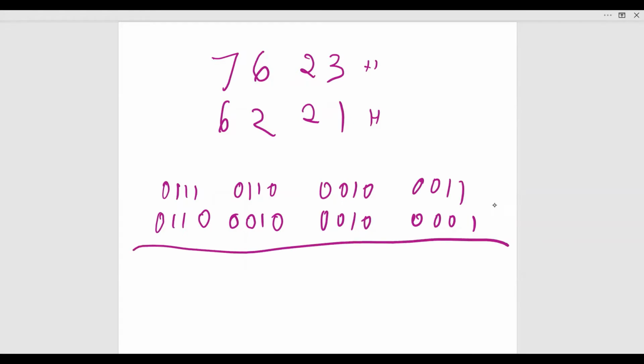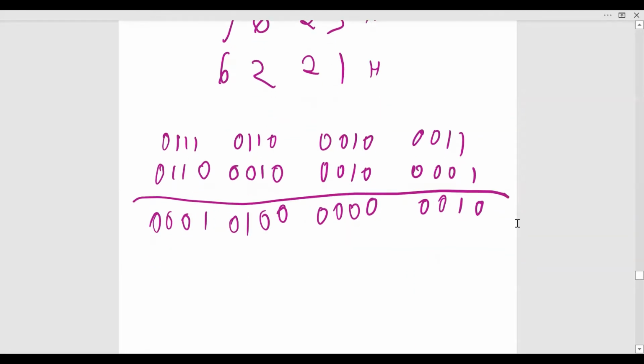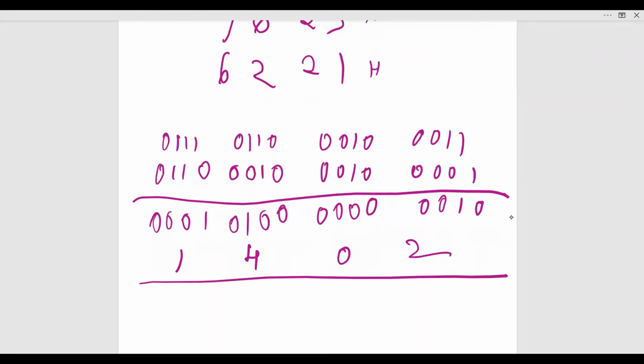Now perform the subtraction. 1 minus 1 is 0, 1 minus 0 is 1, 0, 0, 0, 1 minus 1 is 0, 0, 0, 0, 1 minus 1 is 0, 1 minus 0 is 1, 0, 1 minus 0 is 1, 1 minus 1 is 0, 0, 0. Now write the equivalence. So 0, 0, 1 is 1, 0, 1, 0, 0 is 4, 0, 0, 0, 0, 0, 0, 1, 0 is 2. So your answer must be 1, 4, 0, 2.